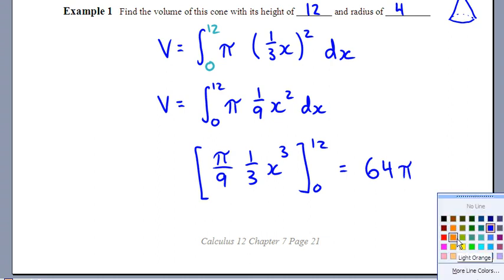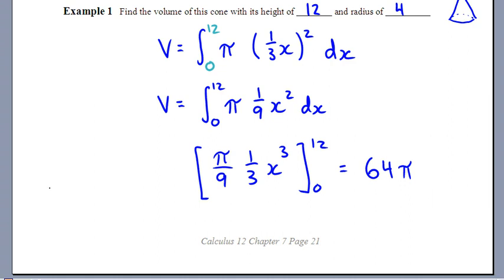And so what we've just done is we found the volume, and we never actually used the equation for the volume of a cone, that 1/3 pi r squared h.